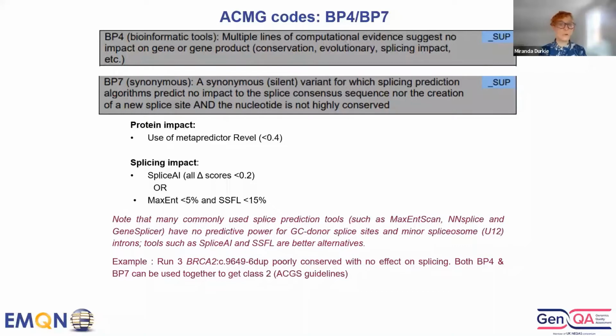And then also a note that in the ACGS guidelines, it was a few versions ago, I think maybe 2018, we allowed the use of both BP4 and BP7 together for synonymous changes so that you could get them to a class 2 rather than keeping them all at class 3.